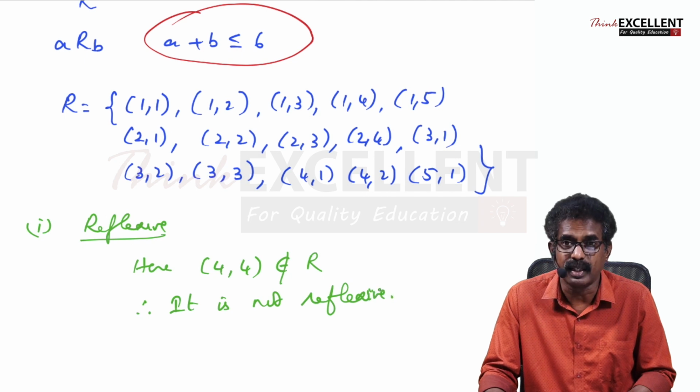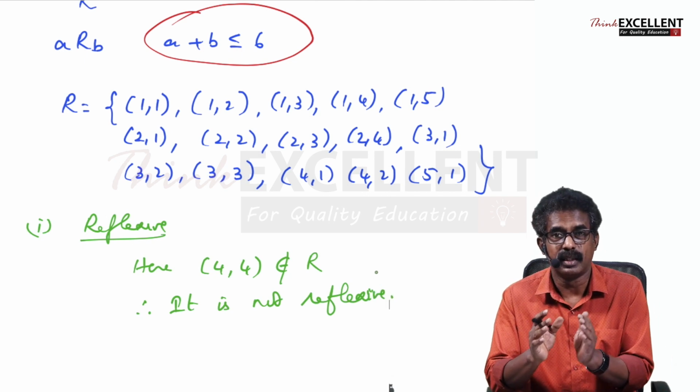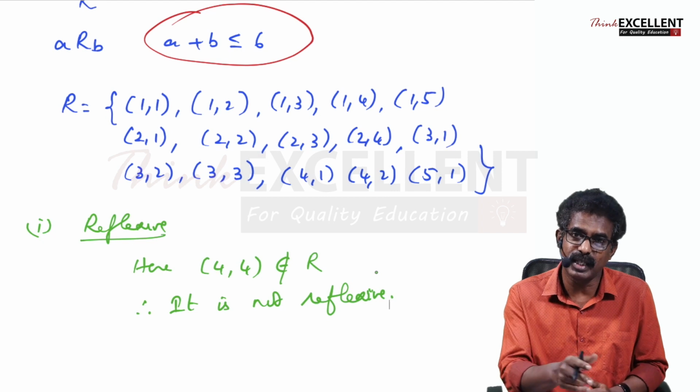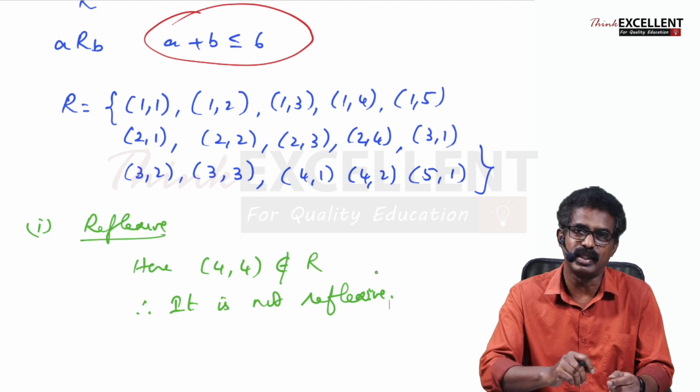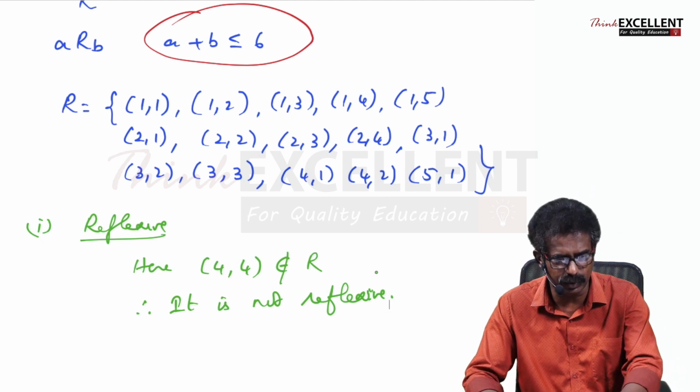They asked to check everything. Suppose the question is check whether it is equivalence or not. Then here you can stop. It is not reflexive. You say therefore it is not an equivalence relation. Okay, now we go for symmetric.